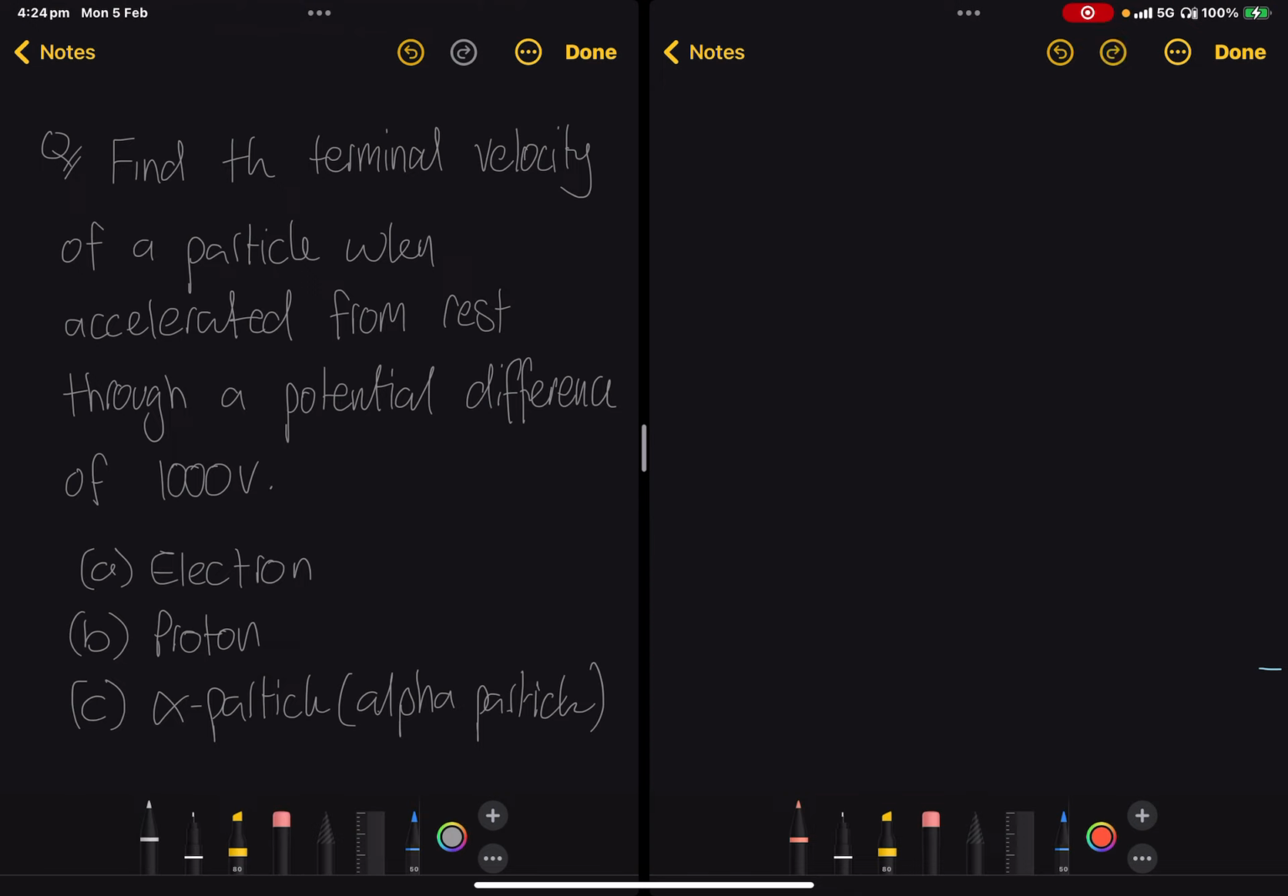So in the case where we're after the terminal velocity of a particle when accelerated from rest through a potential difference of a certain voltage, we know the work done will be the kinetic energy gained. So work will be change in kinetic energy. We know that work is the charge times the potential difference. This is Q times V. And we know the change in kinetic energy is just the final kinetic energy, which is 1/2 times the mass times the terminal velocity squared.